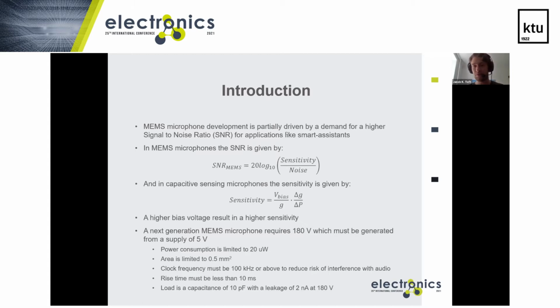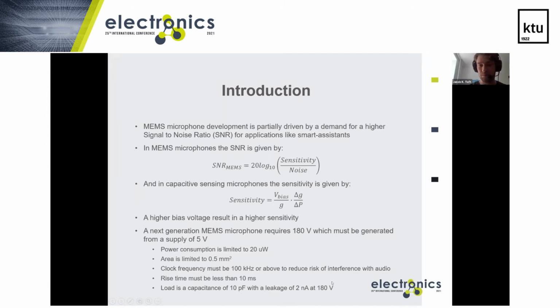Again, it's a MEMS microphone application where the sensitivity is given by the bias voltage over the air gap times the change in air gap per change in pressure. The power consumption is limited to 20 microwatts. The area limit has increased to half a square millimeter due to some supporting circuits that will be introduced later. The clock frequency of the circuit has to be at least 100 kilohertz or above to reduce the risk of interference with the audio measurements. The rise time must be less than 10 milliseconds. The load is a MEMS structure that has a capacitance of 10 picofarads and a leakage of 2 nanoamperes at 180 volts.